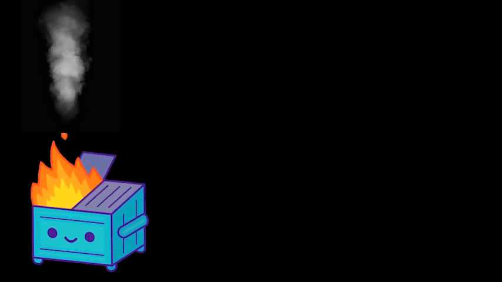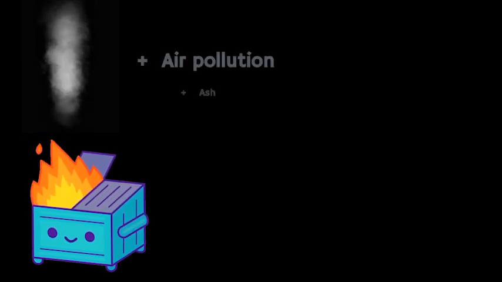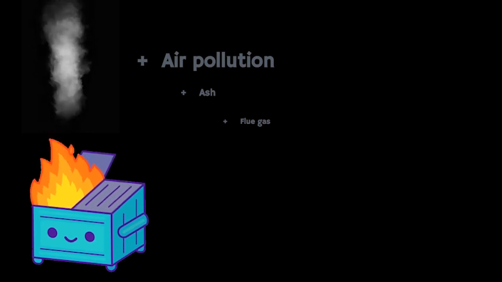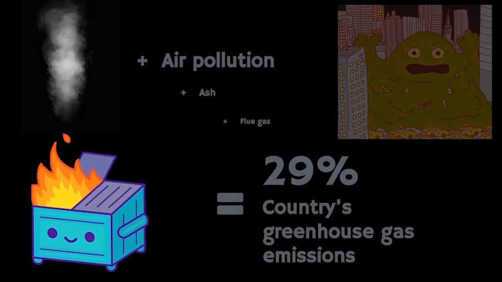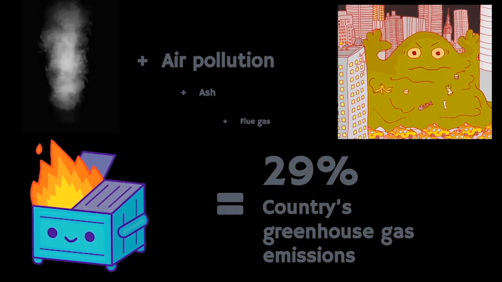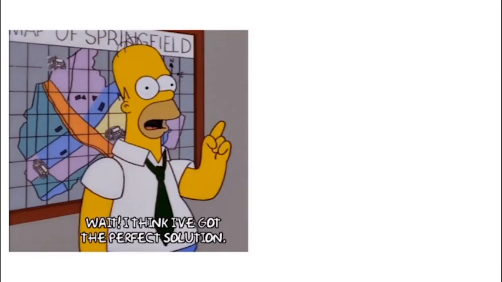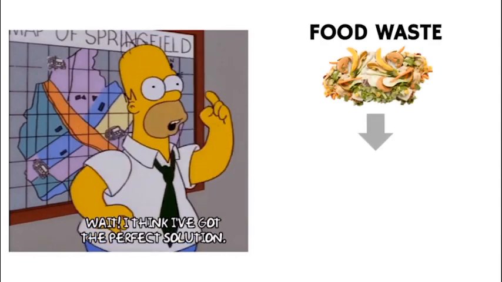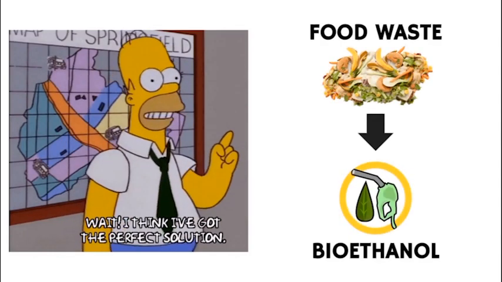It then needs to be incinerated, which increases air pollution and discharges ash and flue gas into the atmosphere. In fact, food waste contributes to approximately 29% of the country's creation of greenhouse gas emissions. So, how can this problem be solved? Simple. We can turn it into bioethanol.